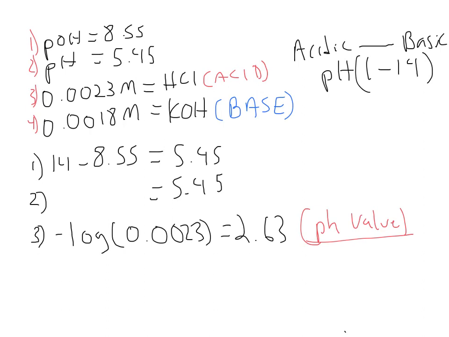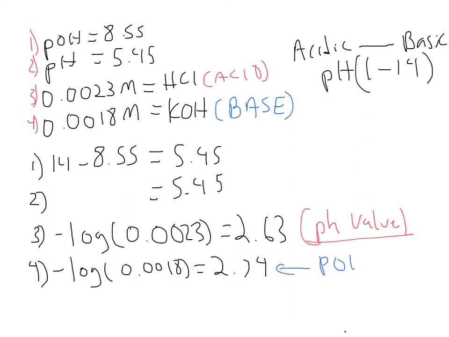So then the last one, number 4. You're given a concentration, and you want to find the pOH. Well, let's just see what happens. You plug in the minus log of 0.0018 into your calculator and I got 2.74. Wow, so that definitely looks like it's pretty acidic, right? But you have to realize that KOH is a base, so that value actually gives you the pOH value.